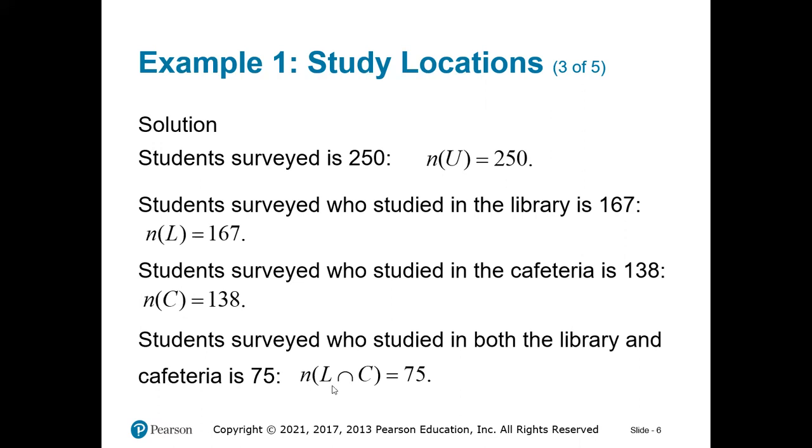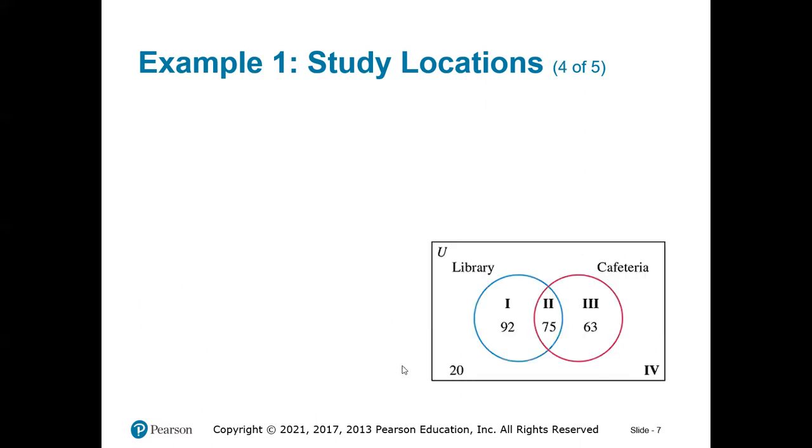And of course, this is a very important thing. How many people study in both? When I say in both, it means and, and remember, and can be translated into the intersection of two sets. So the cardinality of L intersect C is 75. Now when we create the Venn diagram, we are going to have this 75 here.